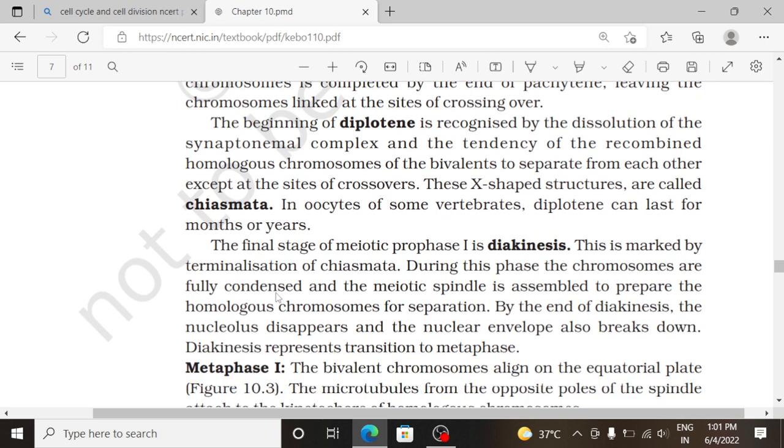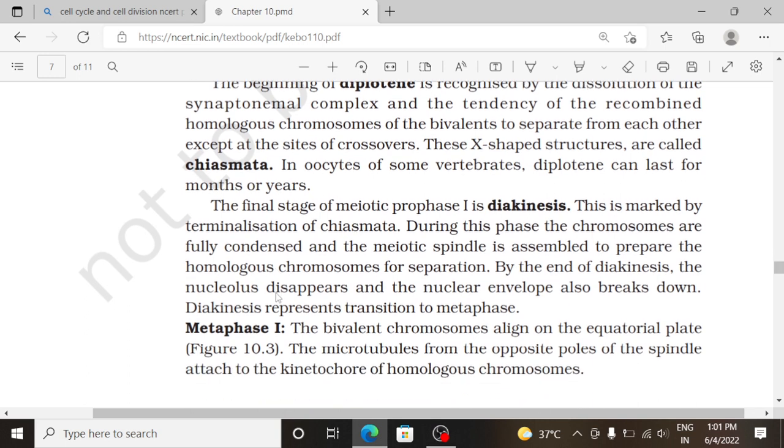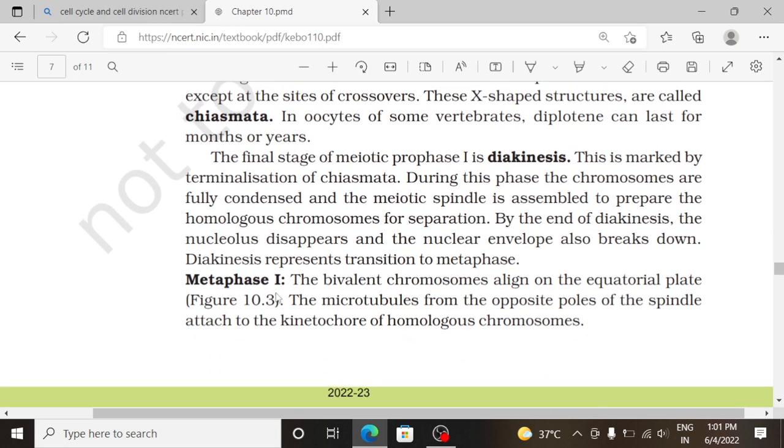These X-shaped structures are called chiasmata. In oocytes of some vertebrates, diplotene can last for months or years. The final stage of meiotic prophase 1 is diakinesis. This is marked by terminalization of chiasmata.